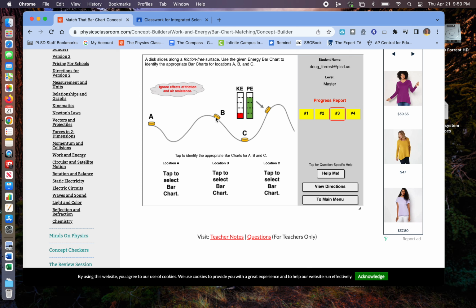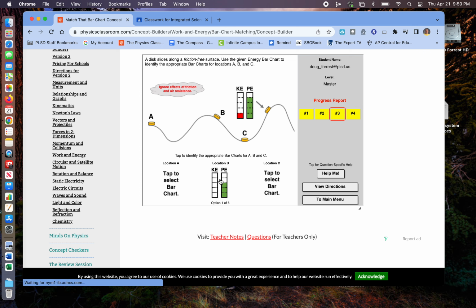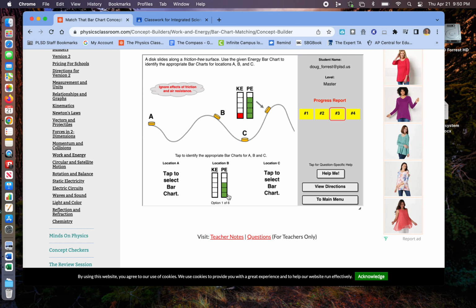Now, when I think about this, because energy is conserved, I should have 5 total bars in all these situations. So if I look at B, I know it's going to have the most potential. Well, that doesn't even have 5 total bars. That doesn't have 5 total bars. That doesn't have 5 total bars. That does. Wow, that was easy. I didn't even think about that they would all be like that. So this has 3 potential and 2 kinetic.